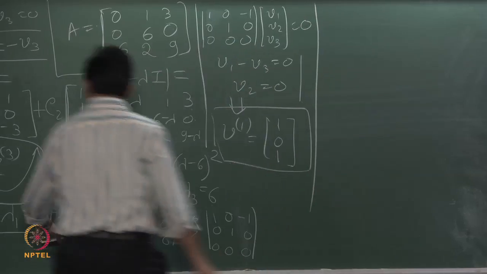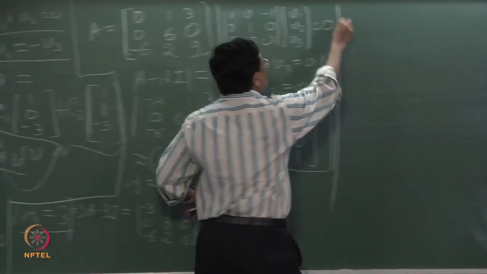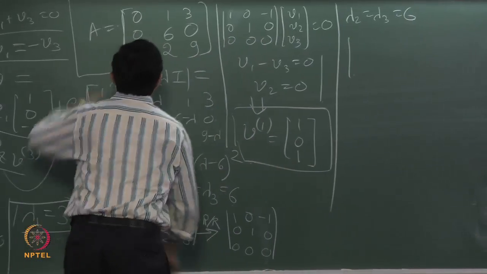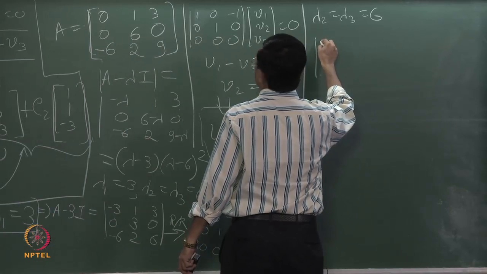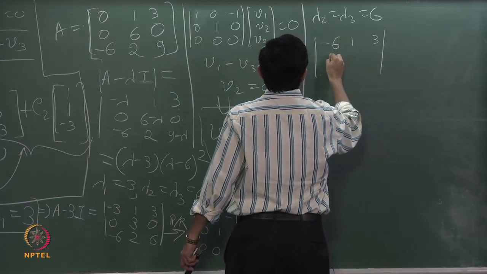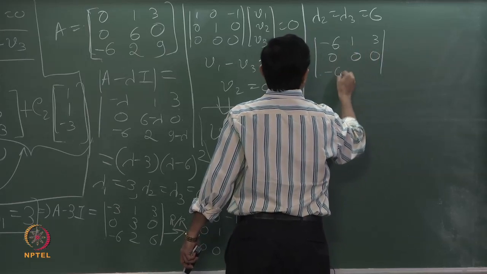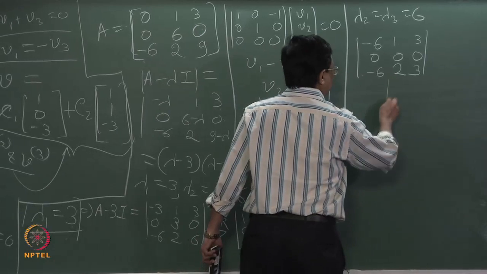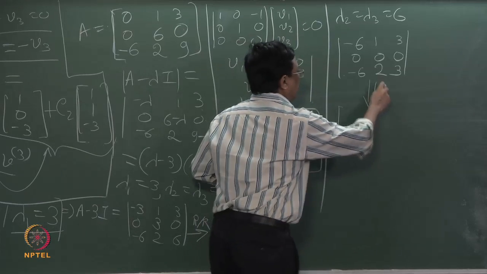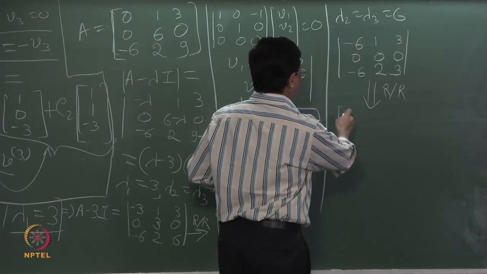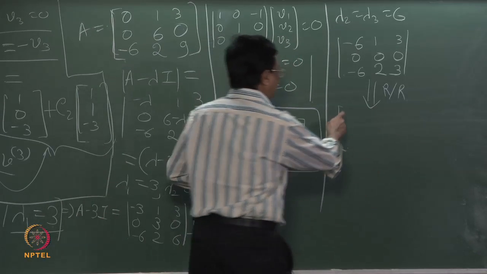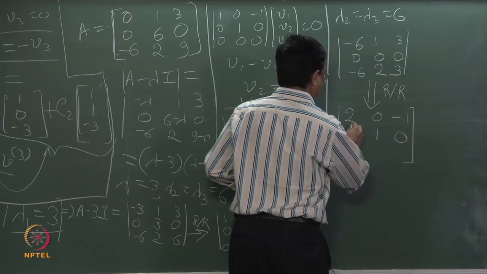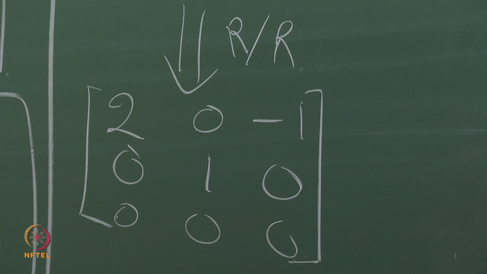Let us take the other one. What is the multiplicity here? 6. Lambda 2 equals lambda 3 equals 6. What is the matrix? From A here, this is minus 6, 1, 3, 0, 0, 0, minus 6, 2. Is this correct? Row reduce this. So, row reduce this, you will get, prompt me, tell me. 0, 0, 0, 0, 0, 0.